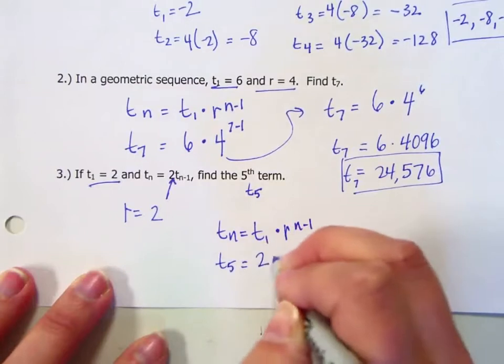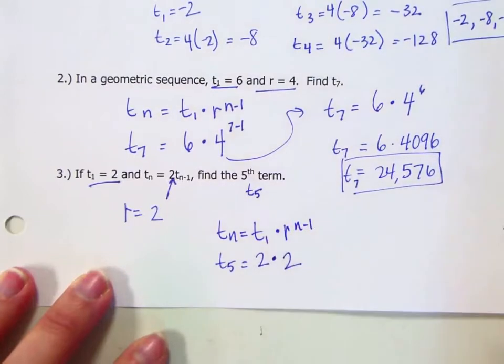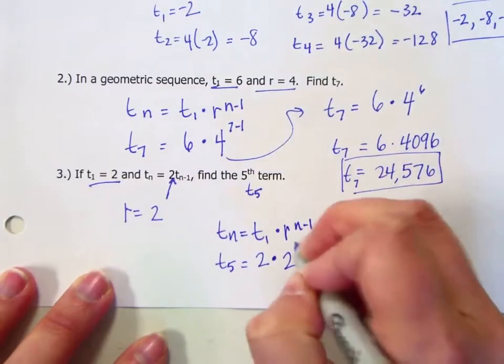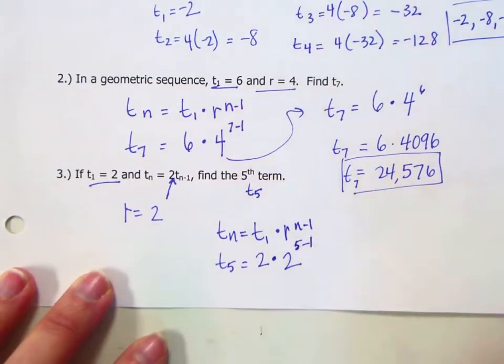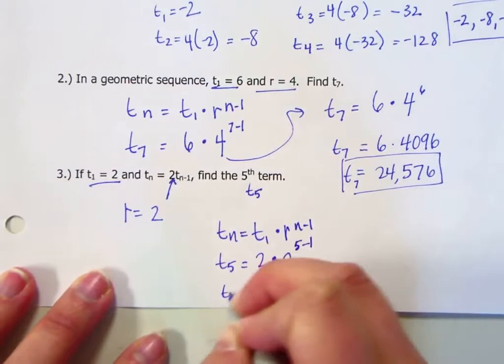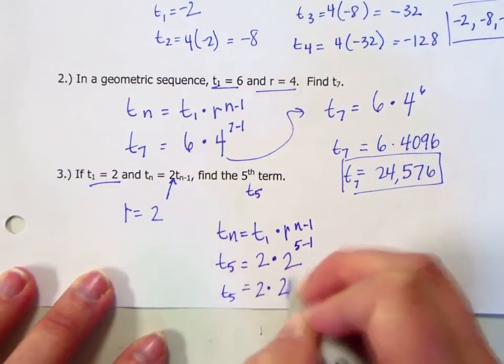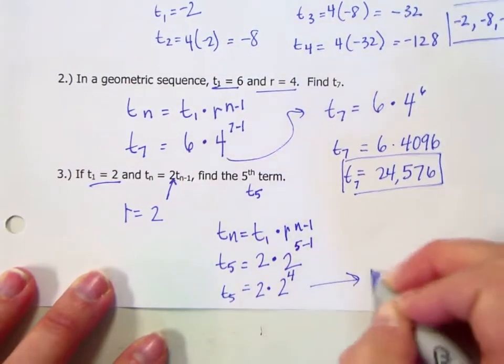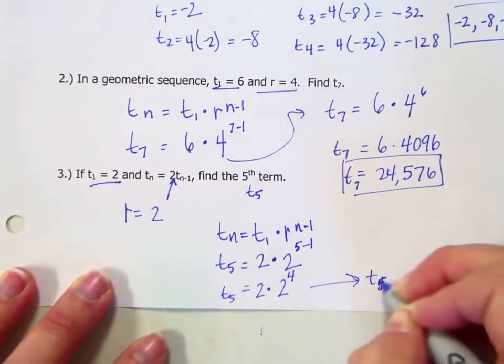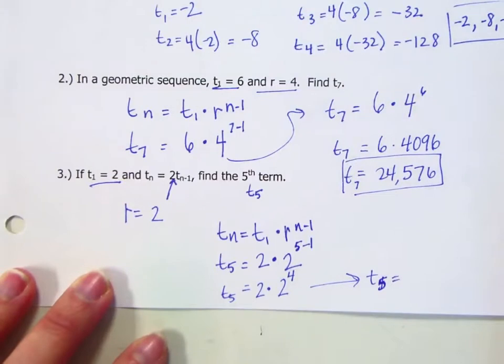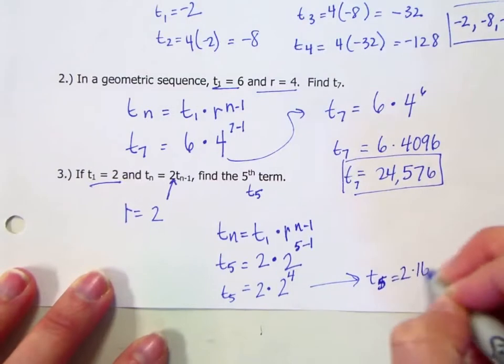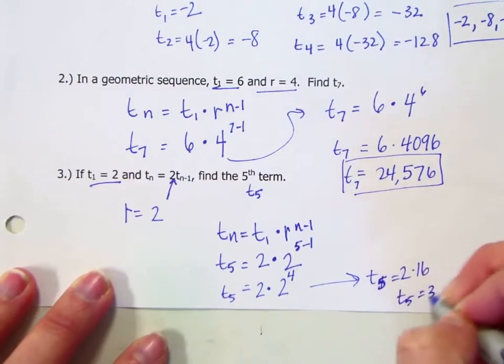Plugging in 2 for the first term, plugging in 2 also for the common ratio. If I'm looking for the fifth term, my value of n is 5 minus 1. So t sub 5 equals 2 times 2 to the 4th. 2 to the 4th is 16, so 2 times 16, the fifth term is 32.